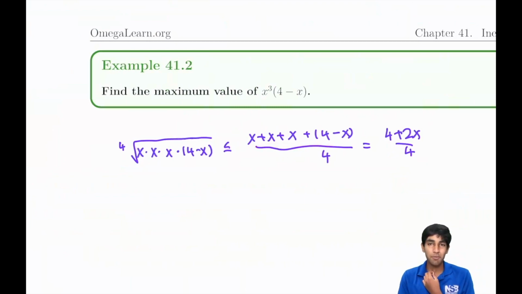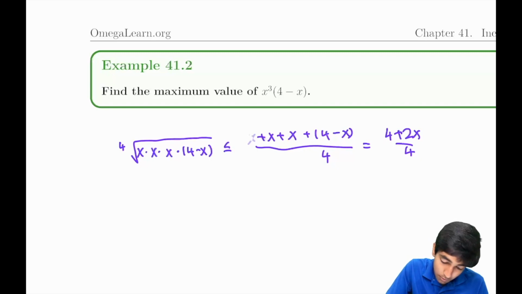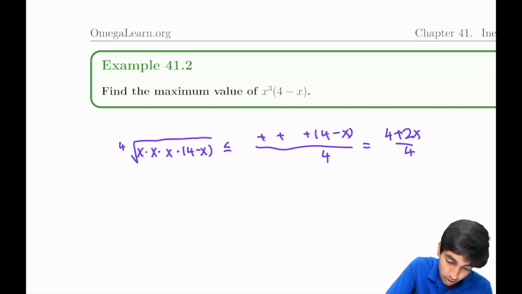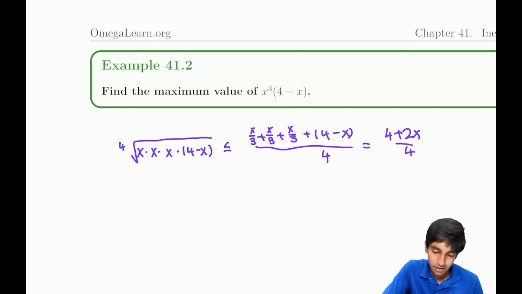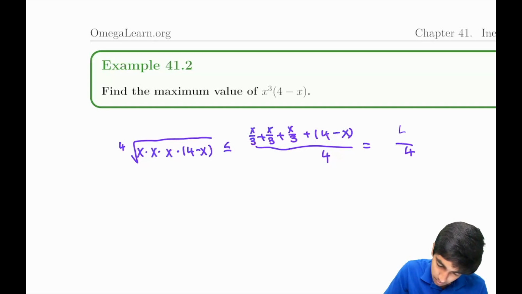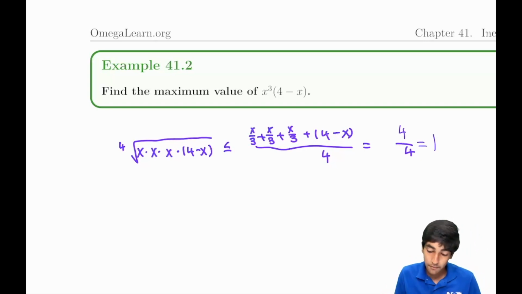But are we just going to give up on this problem and be like, the sum is not constant, this is too difficult? We're going to do some clever tricks here, and we're going to make this sum a constant. What are we going to do? Well, what happens when we make each of these terms x over 3? Then this sum is just 4, which would give us a maximum value of 1 for that.